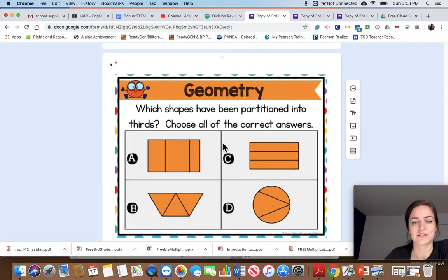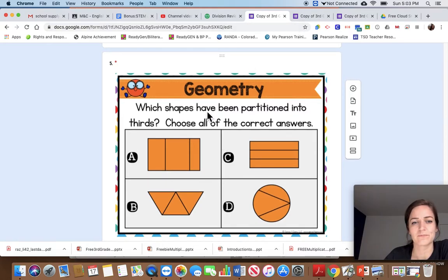All right, geometry. This is the last one of this set, and then we'll go ahead and do another one. Which shapes have been partitioned into thirds? Choose all of the correct answers. So there's more than one right answer on this one. You're going to write down 2 letters. Which ones have been partitioned into thirds? Go ahead and write your answer down. Pause the video, and then click play when you're ready to find out the real answer.